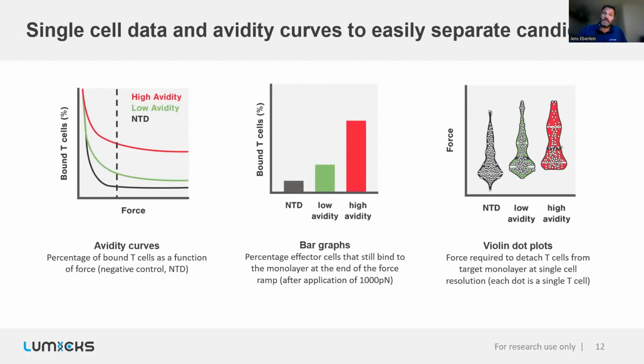You can slice through the data, as shown on the dotted line, either where the untransduced levels off, or at the max force at the end of the run, and then create bar graphs. Again, this is all single cell data. So if you're looking on the right-hand side, you can also plot this in violin plots.